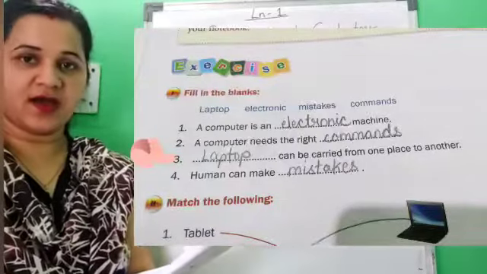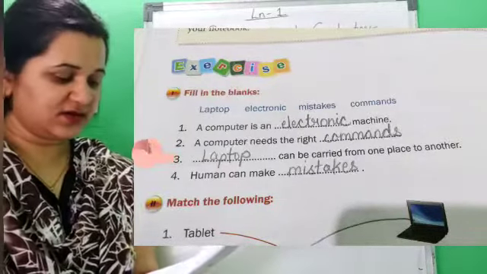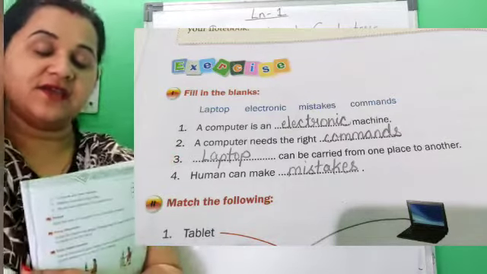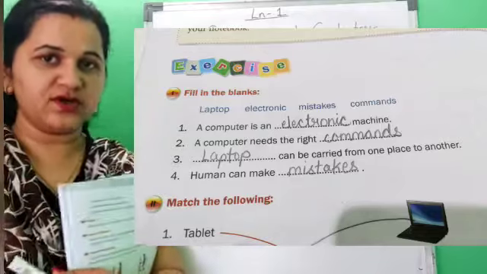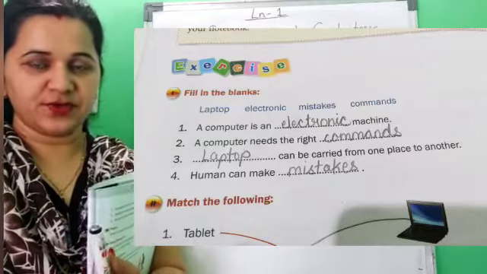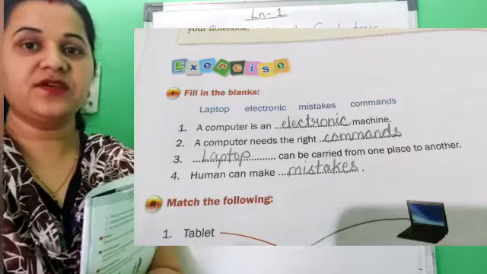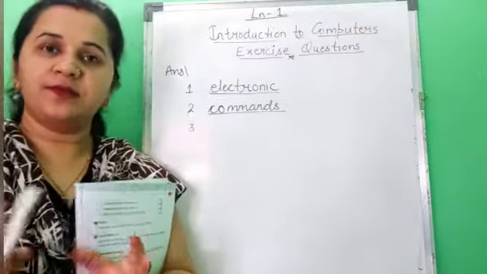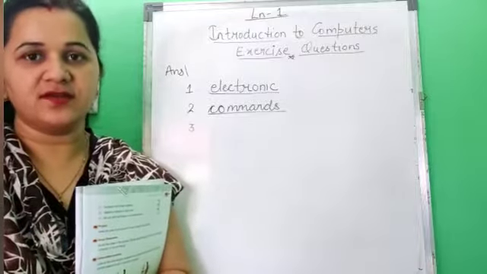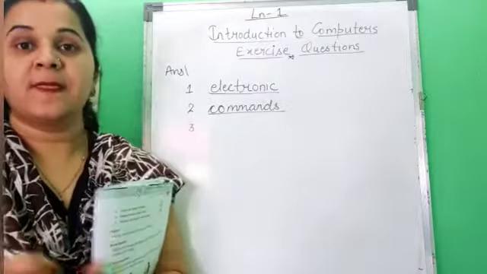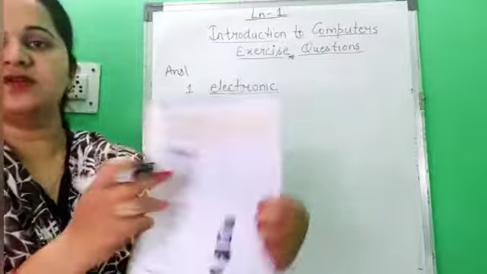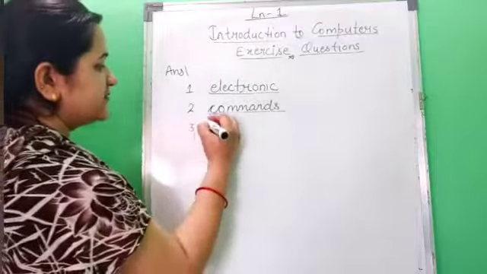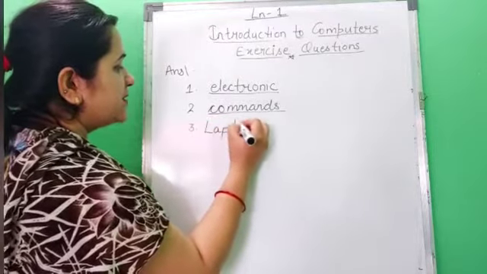Now come to the third part. Dash can be carried from one place to another. Just recall it, children. We have studied about the 3 types of computer: desktop computer, laptop computer and palm top. Which one of them can be carried from one place to another? See children, laptop and palm top, they both can be carried from one place to another. They are portable devices. But here in the option, palm top is not written, only laptop is written. So what will you write down? Yes, you will write down laptop.